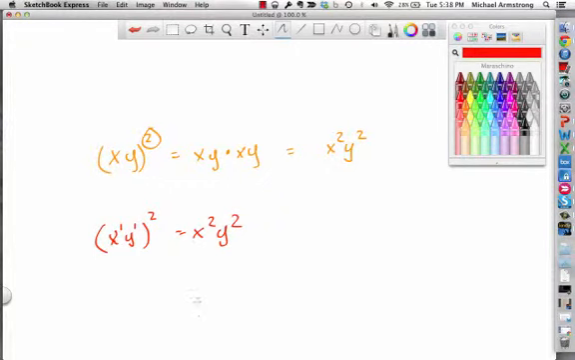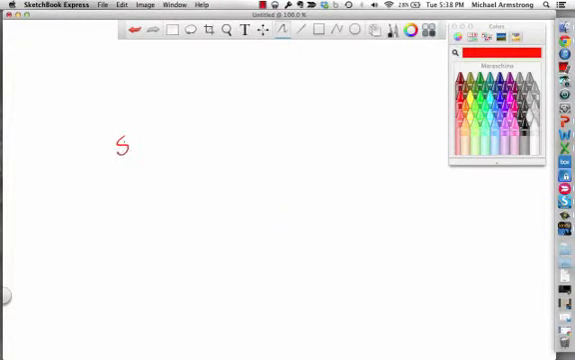Let's do one more just for fun. 5y all together to the fourth power. So this is like 5 to the first power and y to the first power. So it's like 5 to the fourth power and y to the 4th power. And then you just have to figure out what 5 to the 4th power is. That's 5 times 5 times 5 times 5.